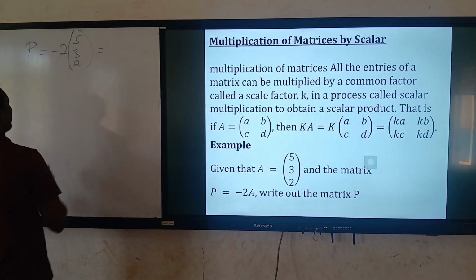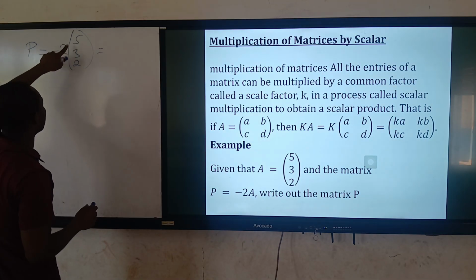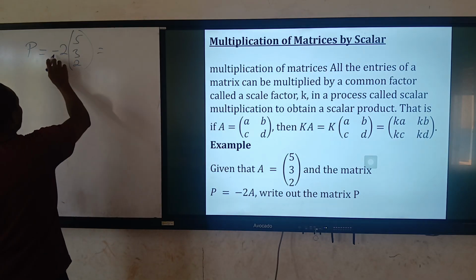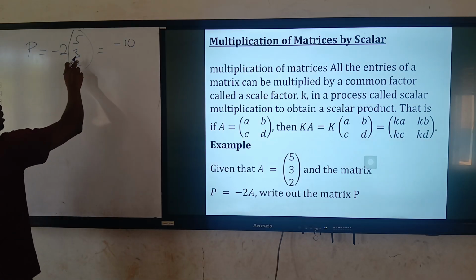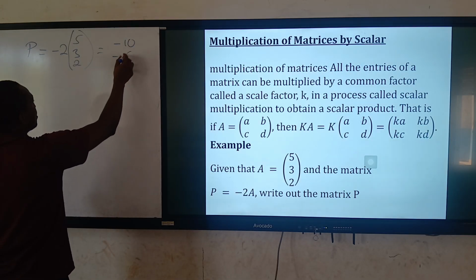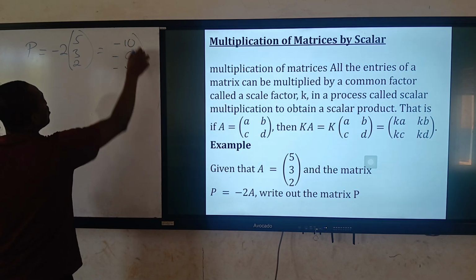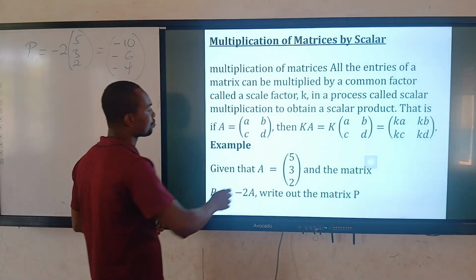When you solve this one, it means that the negative 2 here is multiplied by the entries in this bracket. So negative 2 times 5 will give us negative 10. Negative 2 times 3 will give us negative 6. Negative 2 times 2 will give us negative 4. So this one is the answer for the question.